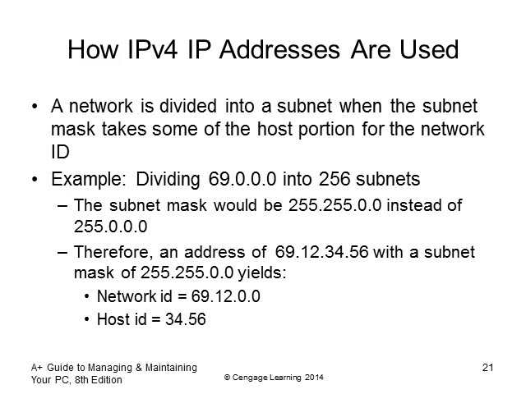A network is divided into a subnet when the subnet mask takes some of the host portion for the network ID. So here's an example, dividing 69.0.0.0 into 256 subnets. The subnet mask would be 255.255.0.0 instead of 255.0.0.0. So an address of 69.12.34.56 with the subnet mask of 255.255.0.0 would result in a network ID of 69.12.0.0 and then a host ID of 34.56.